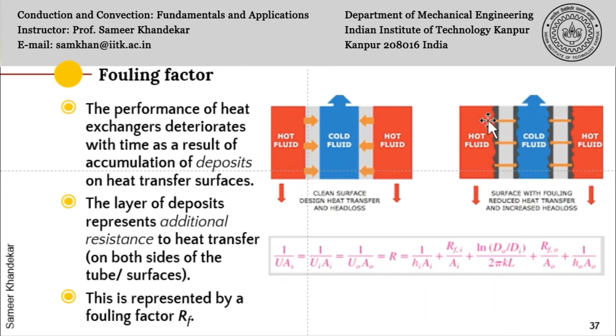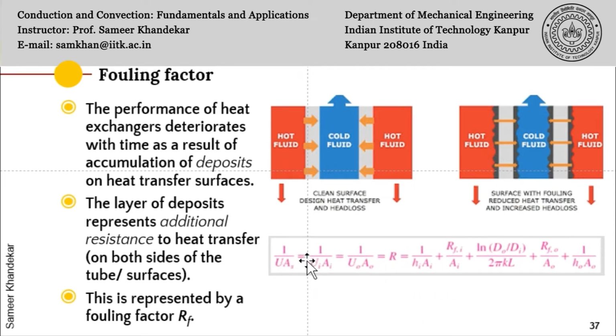Now, if there are deposits which are adding on to the wall for several reasons, then as the heat flows, it will encounter this additional material which has come. And this is what is fouling. This is the additional resistance which comes. So this resistance is usually represented by a term called fouling factor.